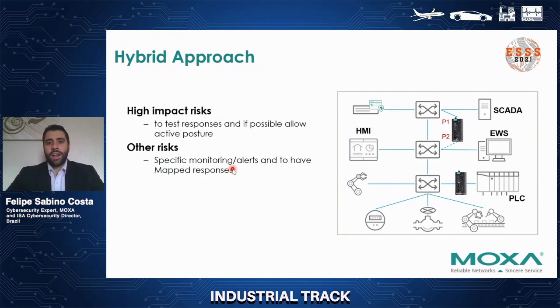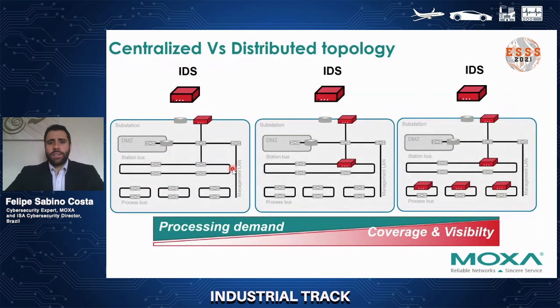maybe for those, we need to train the system very well and allow it to respond actively, if possible. And for other risks that are manageable, where our team has time to respond, we can definitely work with the offline approach, just monitoring and generating alerts. So this is one feasible approach. Who will define what is applicable for offline and online is definitely the company, together with the solution provider. And here is just a comparison about the processing and coverage trade-off.